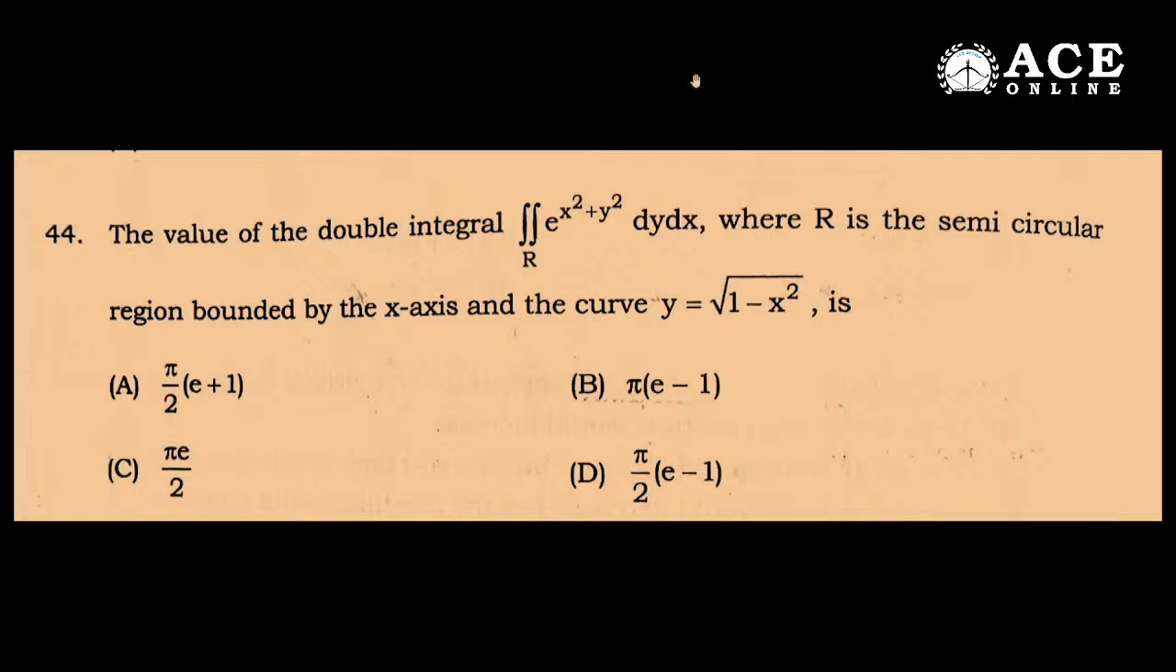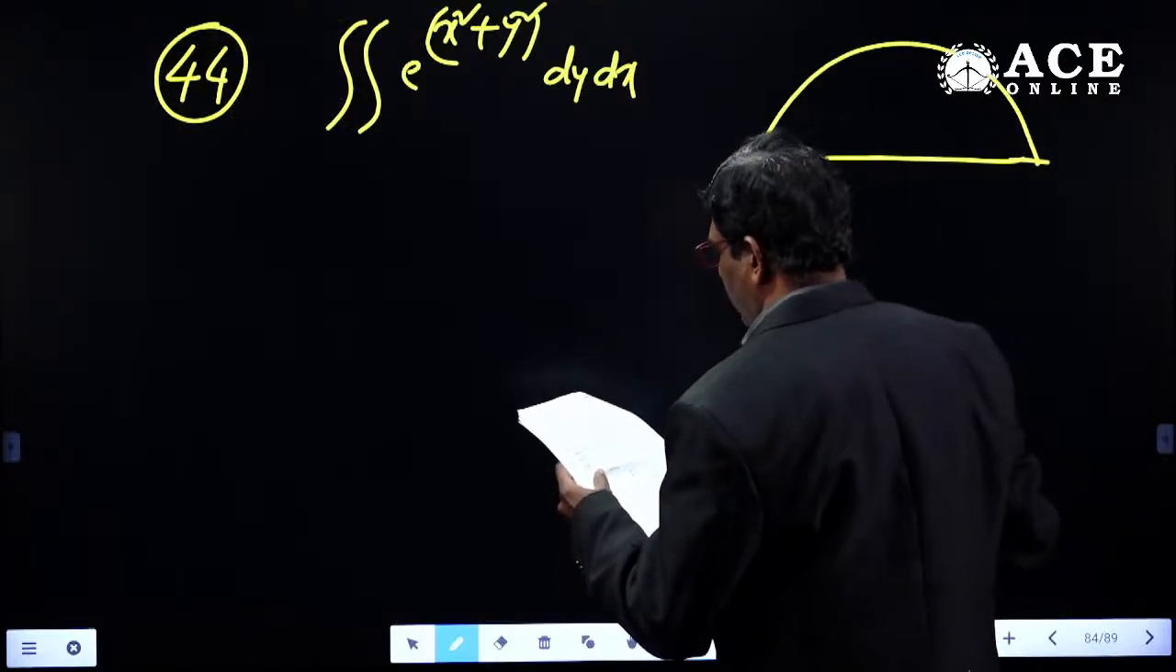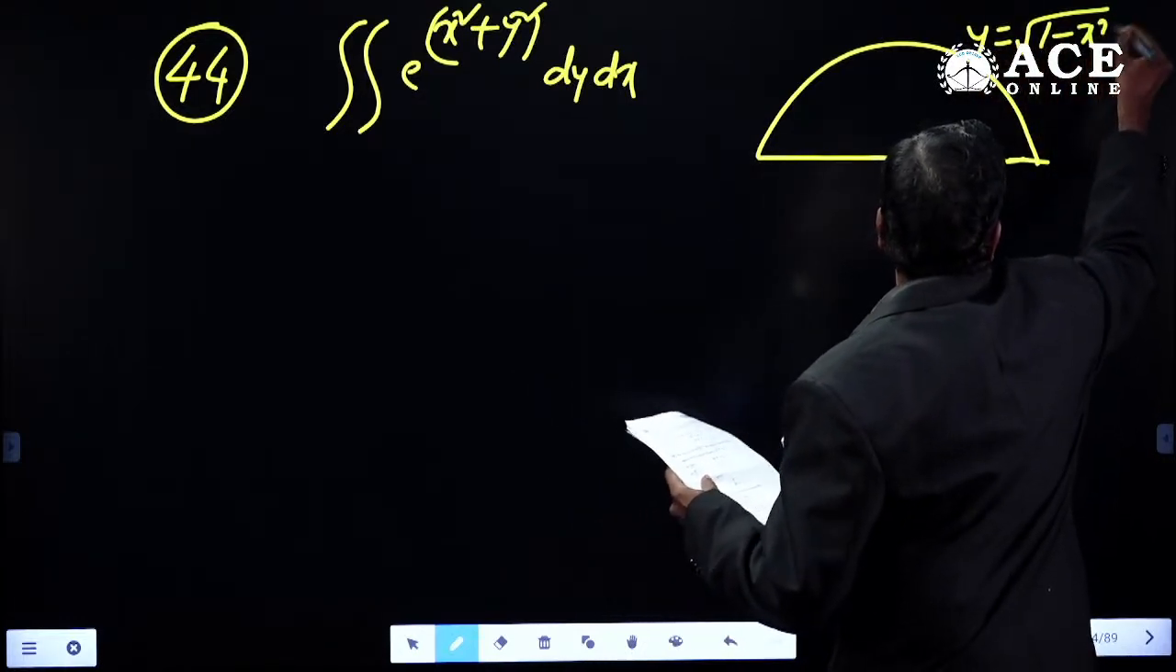The value of the double integral of e raised to x square plus y square dy dx, where R is a semicircle, the region bounded by the x axis and the curve. Okay, this is the x axis and the curve is given as, what is the curve? y is equal to root over 1 minus x square.